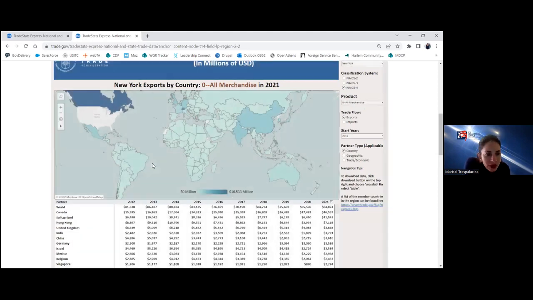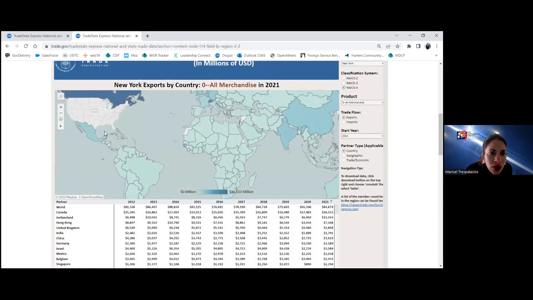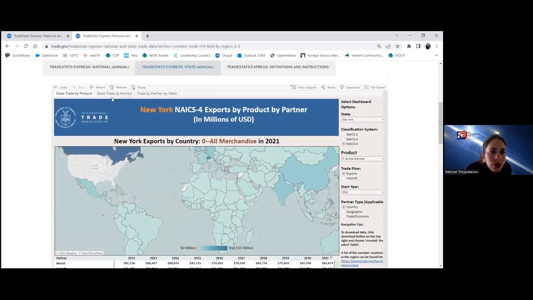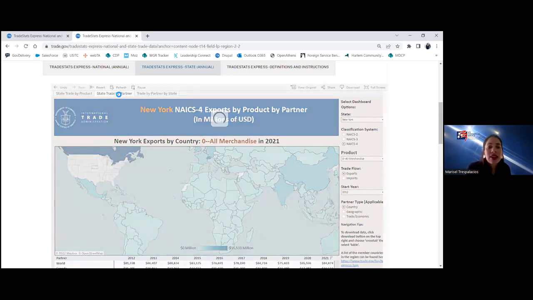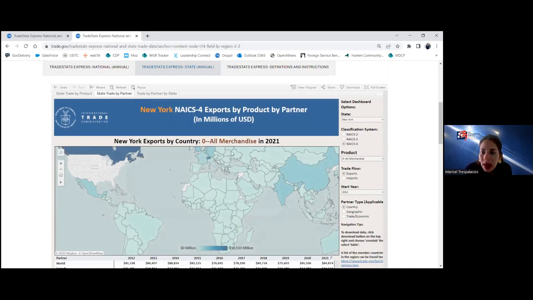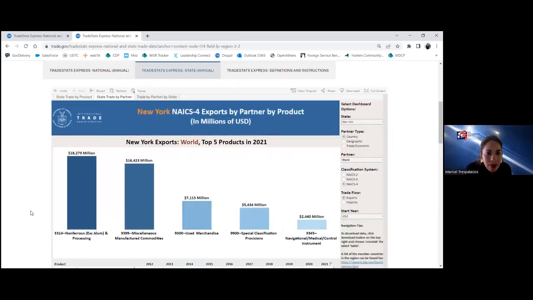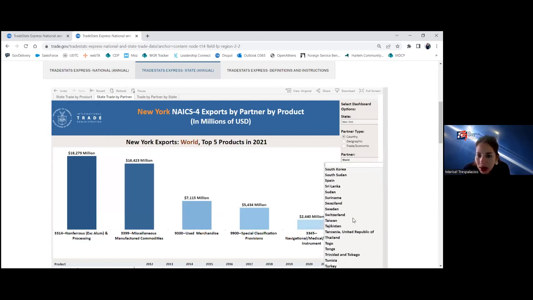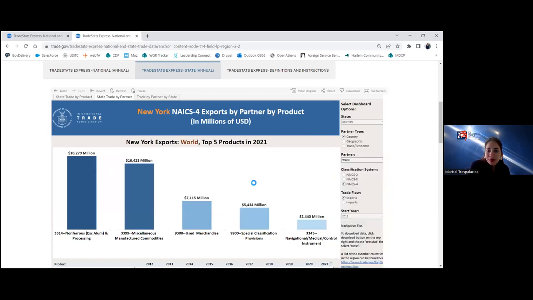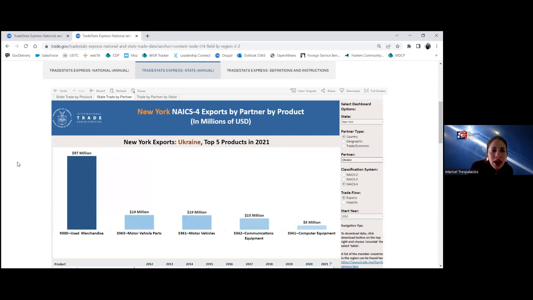So you can see here that for New York, Canada, Switzerland, Hong Kong, and the United Kingdom are some of the top trade partners. I believe that Loretta mentioned those. But let's say that I want to look by trade partner, exclusively in this case either Russia or Ukraine, to see how it might affect New York State's trade. Well, we select in here the partner. Let's do, I guess, Ukraine. Let's see what New York is exporting to Ukraine.